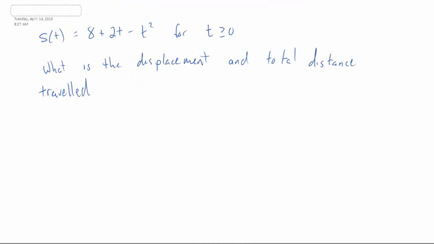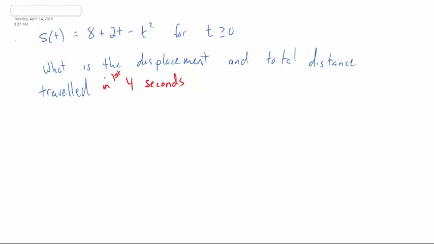Next example, we have s of t given by a function this time, a quadratic relationship, 8 plus 2t minus t squared for all t greater than or equal to 0. What is the displacement and total distance traveled? And how long do I want us to go for here? What's the total distance traveled in, let's go 4 seconds. In the first 4 seconds.